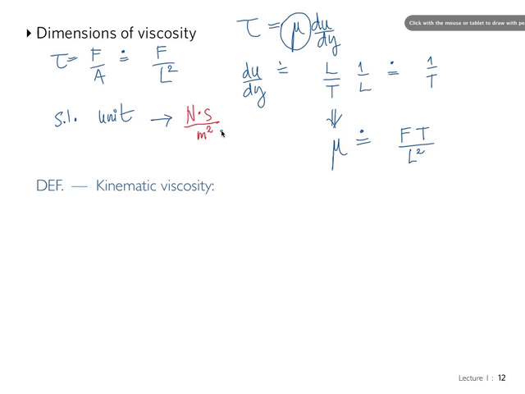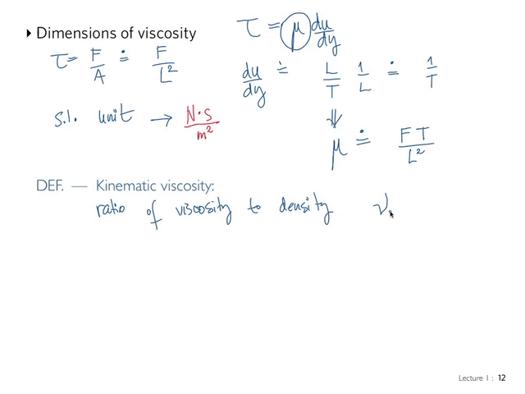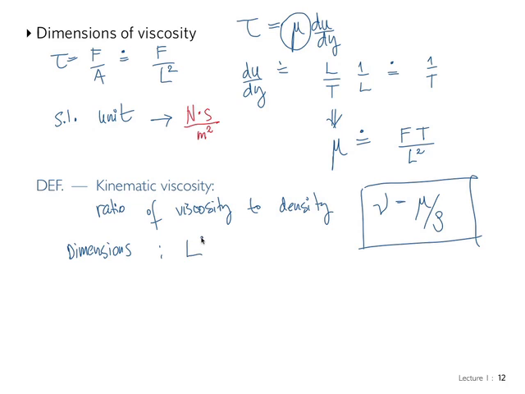So let's introduce the kinematic viscosity. The kinematic viscosity is simply the ratio of viscosity to density. So we write the Greek letter nu, and it's equal to mu divided by rho. So the dimensions of this are, I'll just write this down, length squared times time to the minus 1. And if we want to derive it, well, we already derived the dimensions of mu, and they are here: force, time, length to the minus 2.